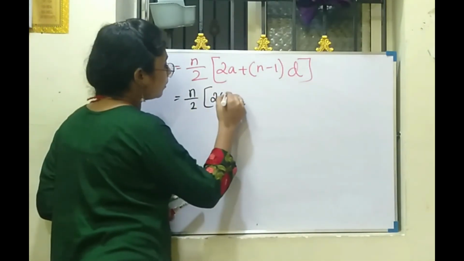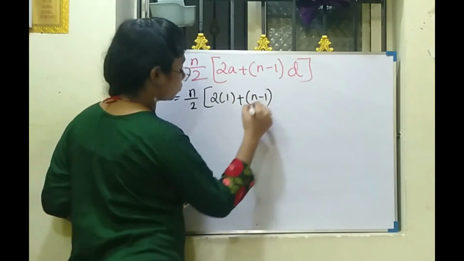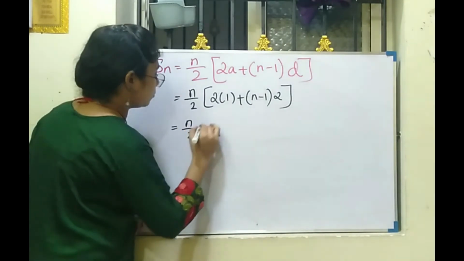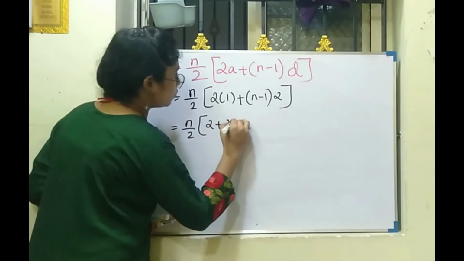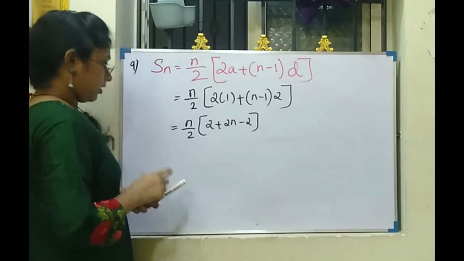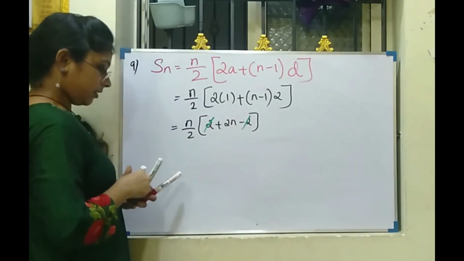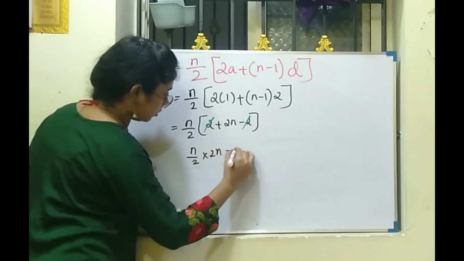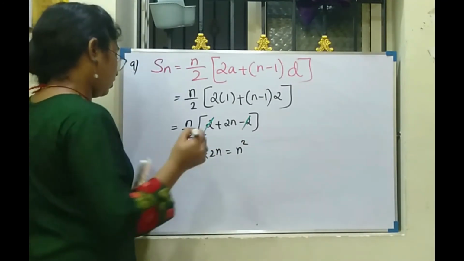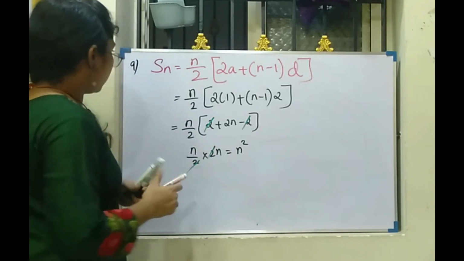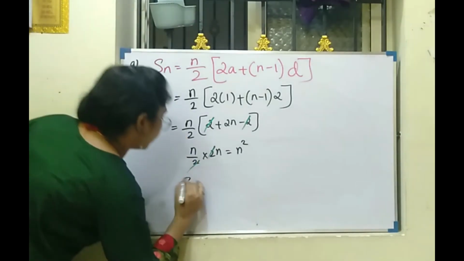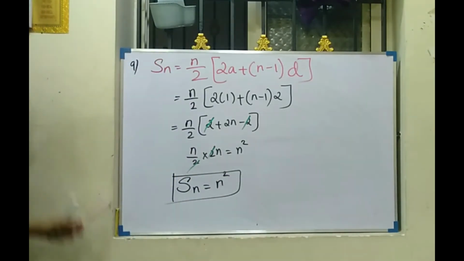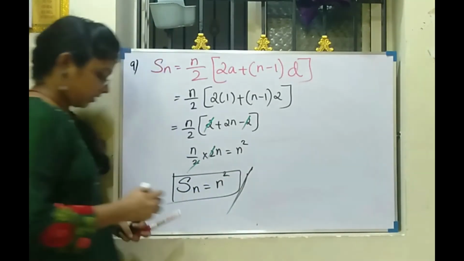So 2 of 1 plus n minus 1 into d is 2. n by 2 of 2 plus 2n minus 2. And this gets cancelled. 2n is equal to n square. 2 and 2 getting cancelled. So Sn is equal to n square. Sum of n terms is equal to n square. This is the answer for this sum.